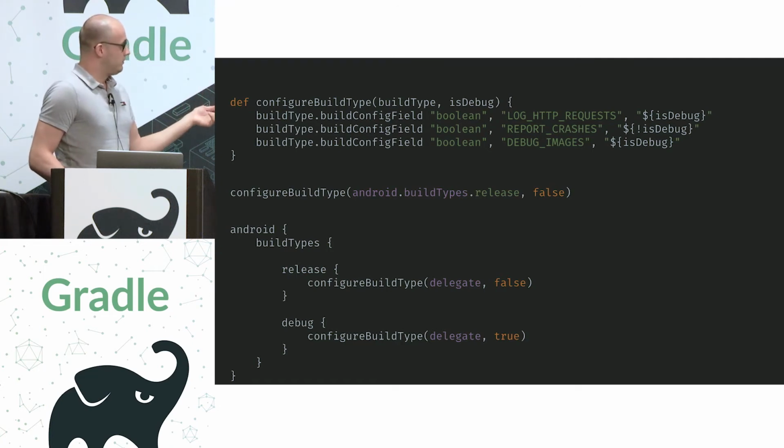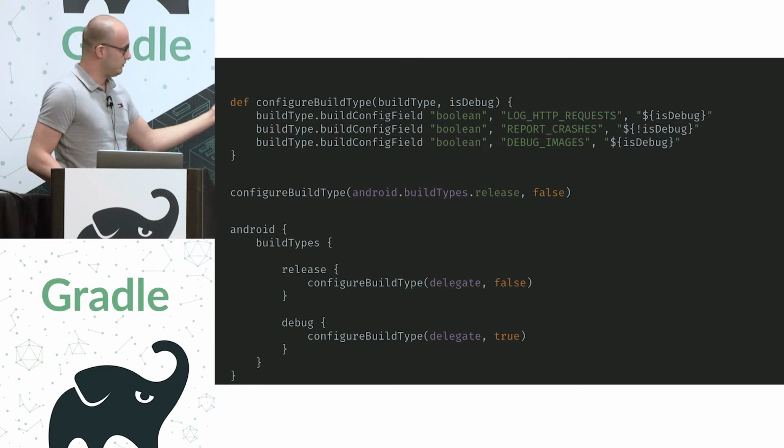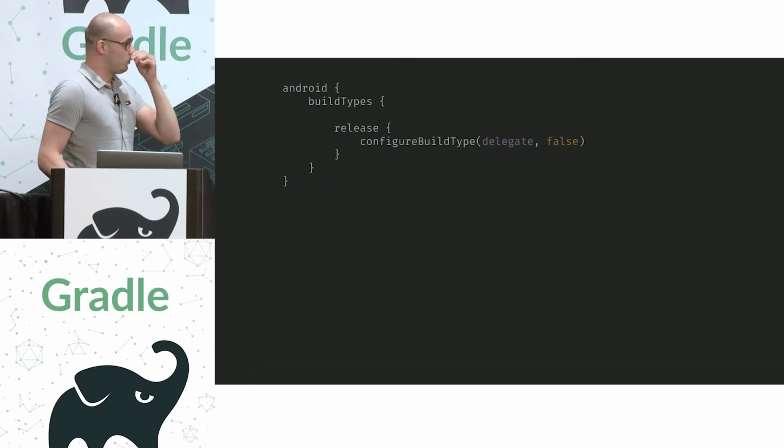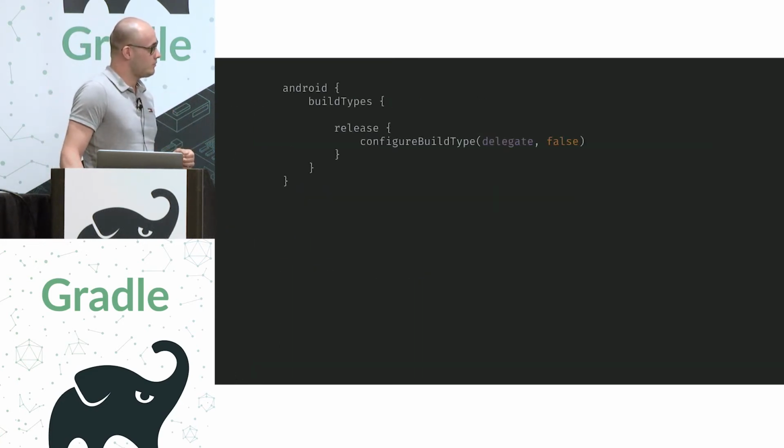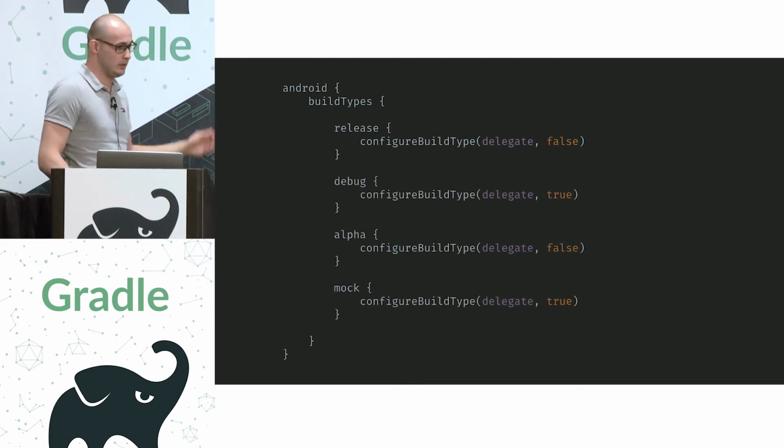So now instead of writing this build config field 3 times for each of the build types, we do it once and then just call the method. So if we had 4, 10, 20 flavors, we can just configure whatever we want.